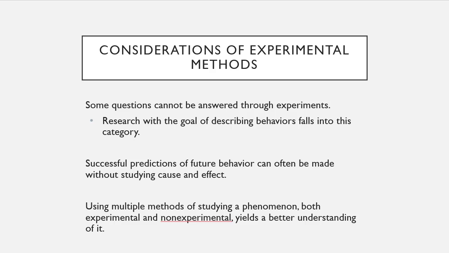We need to make our predictions, and sometimes we can do that without cause and effect. As a matter of fact, prediction is technically based on correlation, which is certainly not cause and effect. It's just a relationship. Lots of times we'll use multiple methods to study a phenomenon, both experimental and non-experimental, in order to get a better understanding.